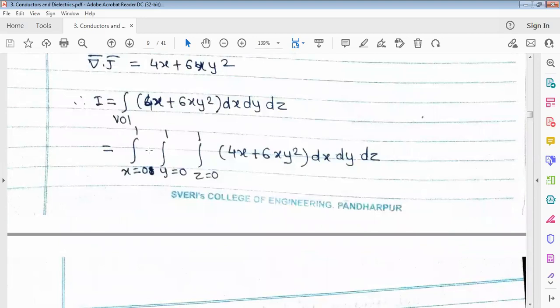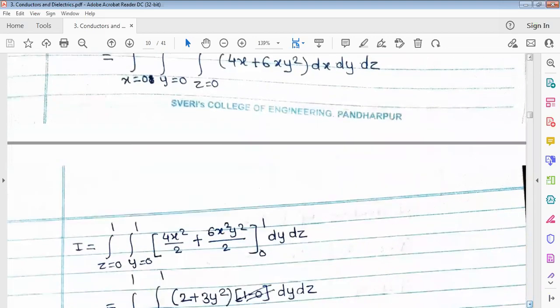So it is integration from x is equal to 0 to 1, integration from y is equal to 0 to 1 and integration from z is equal to 0 to 1 of this 4x plus 6xy square into dx, dy and dz. So simply now integrate. Okay, so current I is equal to, now first integrate with respect to x. That time you are getting z from 0 to 1 and y from 0 to 1 of this. We are integrating with respect to x.